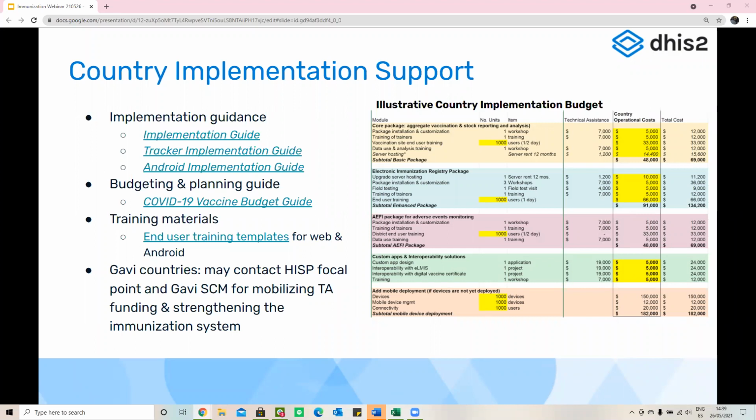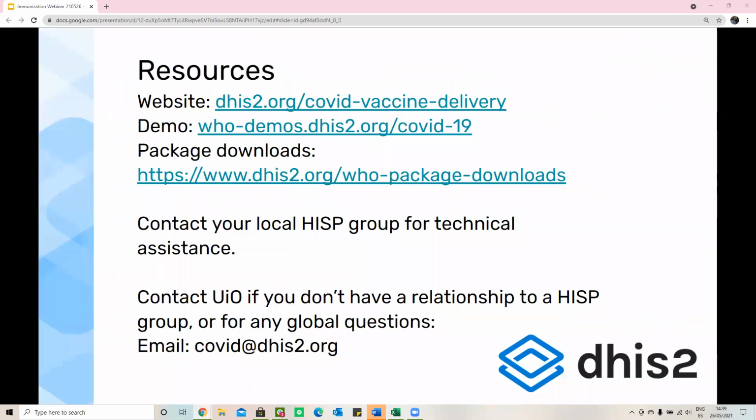So we did just want to emphasize that Gavi countries, if you are interested and you're on the call, you can reach out to your HISP focal point and your Gavi SCM to explore those opportunities for mobilizing TA funding and to be able to strengthen the immunization system. So I think it's all of our goals that this COVID-19 momentum will transform into actually really strengthening the integrated EPI, or national immunization system, overall.